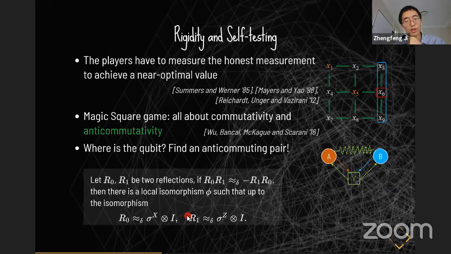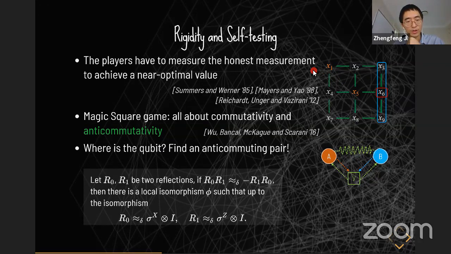So the next piece of tool that we need is rigidity. You have seen in-depth discussion in Andrea's talk, and so I won't repeat what it means. Basically, we would have a way to enforce the players to measure honest measurements, X and Z's. If you look at the magic square game, it's all about commutativity and anti-commutativity. So the variables that are on the same line or column are commuting, and the variables like x1, x5, not on the same line, are anti-commuting.